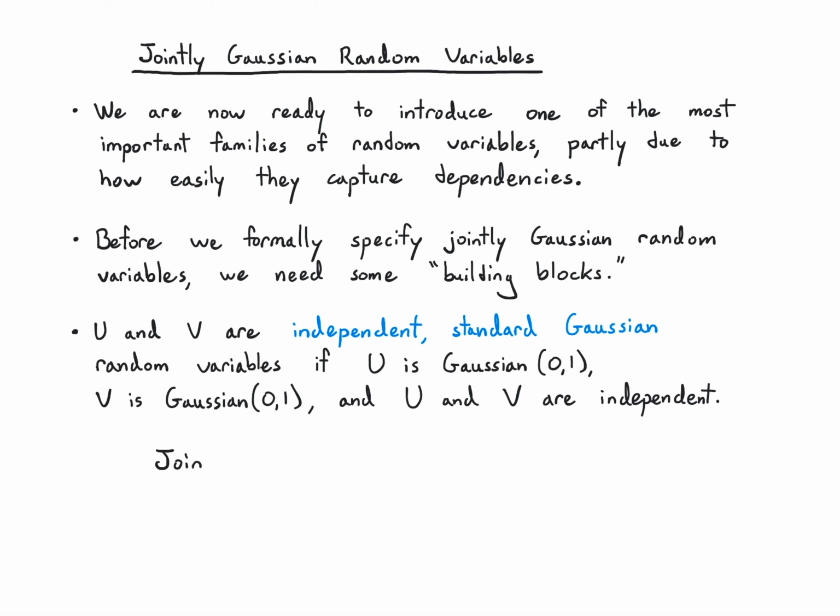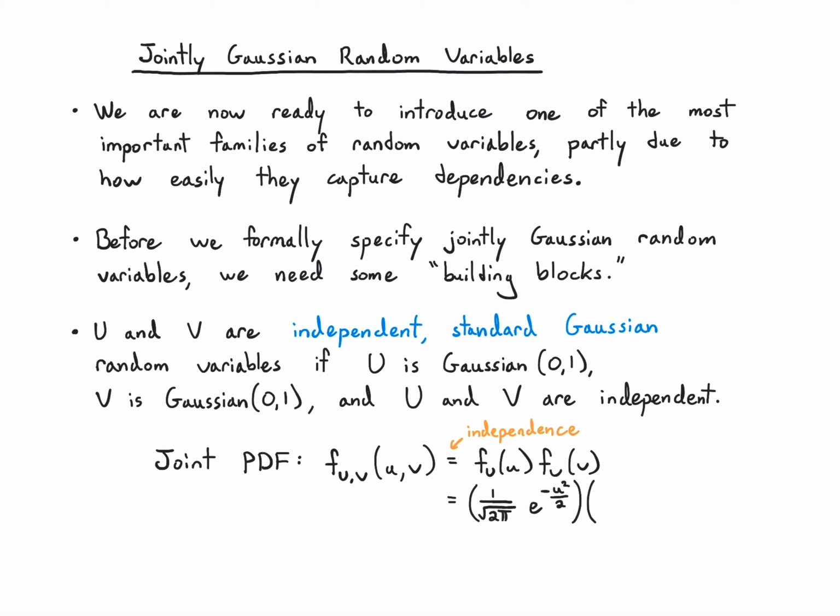Then the joint PDF of these two random variables U and V is f_UV, which is f_U times f_V. I can just write that using independence, and that's 1 over square root 2 pi e to the minus u squared over 2 times 1 over square root 2 pi e to the minus v squared over 2. I can combine those two exponents and the square root of 2 pi, so I get 1 over 2 pi e to the minus (u squared plus v squared) over 2. Okay, so that's our joint PDF for independent standard Gaussian random variables.